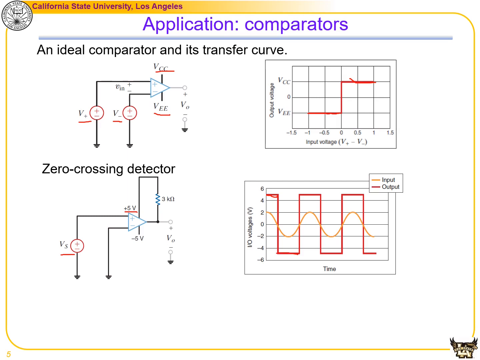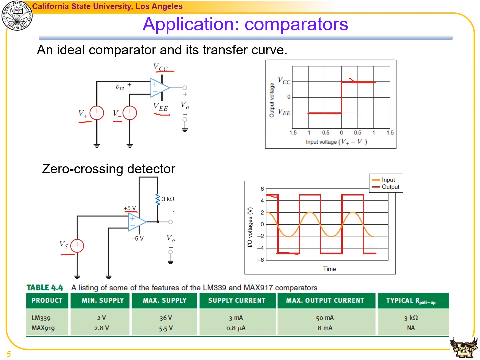And putting all this together, by providing the sinusoidal input, the output becomes a square wave. The only difference that we didn't see from this zero crossing detector is this pull-up resistor. Whether we will need this pull-up resistor depends on the manufacturer or the chips that we're going to use.